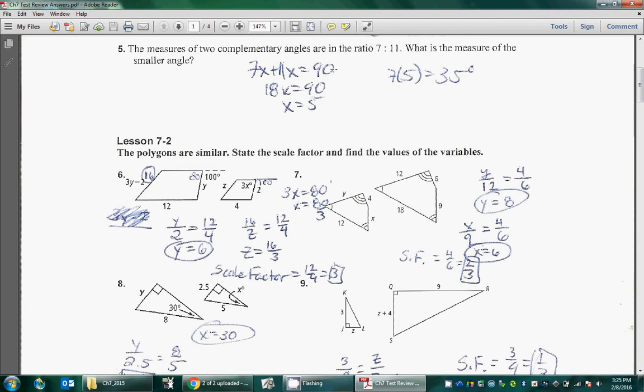to equal the total, which is 90. So 7x and 11x, 18x. Divide that from 90, I get 5. Doesn't mean the angle is 5. It means the angle is 7 times 5, which is 35. If they asked for the larger angle, it would be 11 times 5, which is 55.